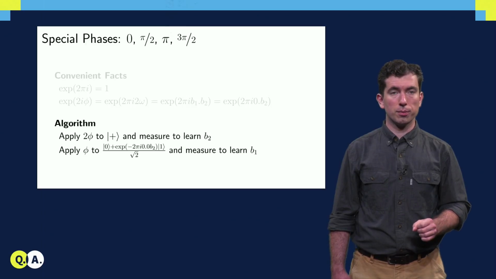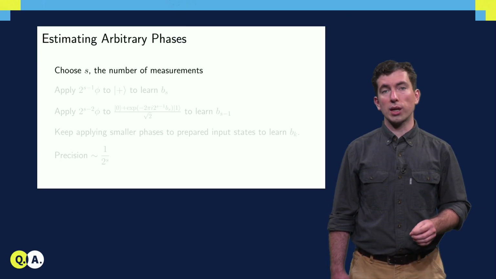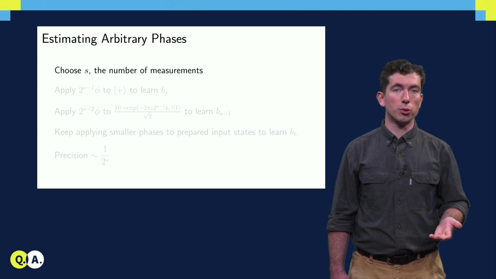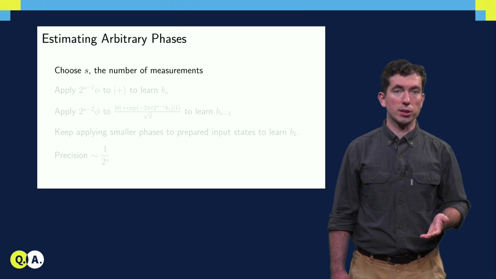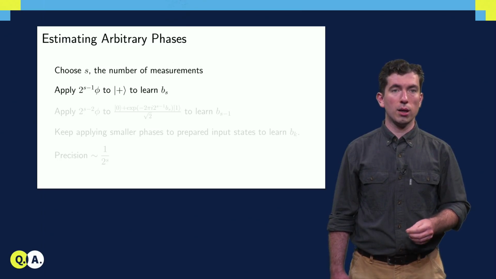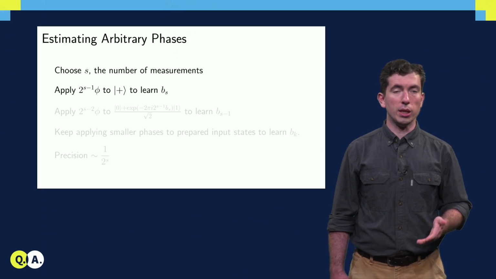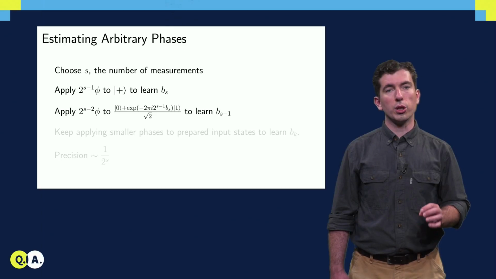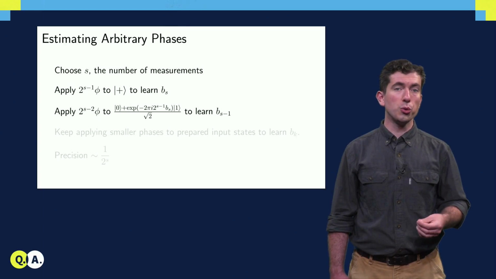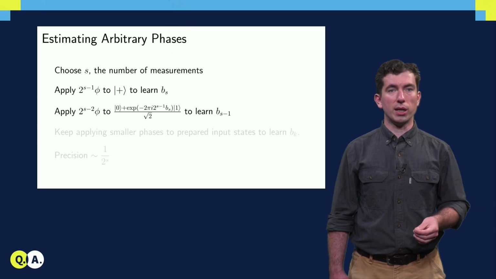Now, in order to estimate arbitrary phases, we begin by choosing a number of measurements that we'd like to do, and we'll call it s again for simplicity. We apply the phase 2 to the s minus 1 phi to plus to learn the last bit of omega that we're interested in, call it b_s. Then we adjust the phase on a new input state to get rid of the last bit on the output, and we apply 2 to the s minus 2 phi, so that the output phase is 0.b_(s-1).